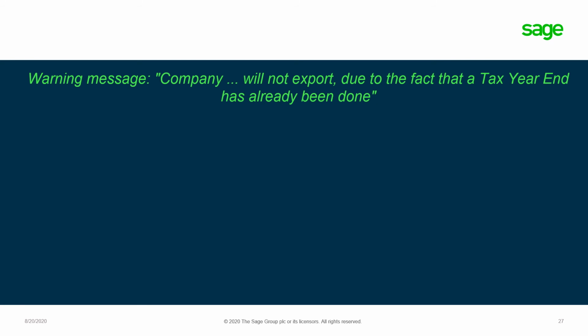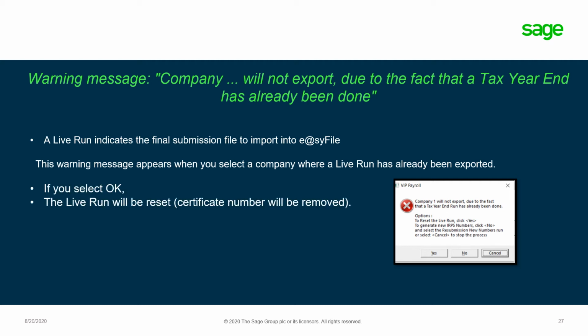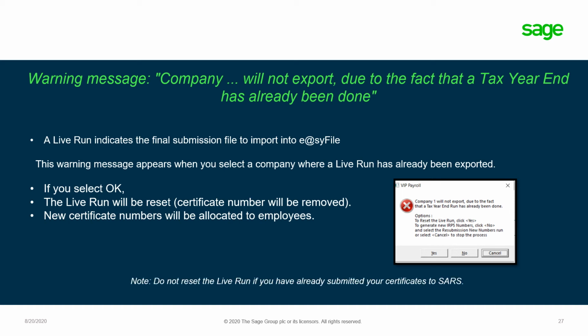Warning message: company will not export due to the fact that a tax year end has already been done. A live run indicates the final submission file to import into EasyFile. This warning message appears when you select a company where a live run has already been exported. If you select OK, the live run will be reset and the certificate numbers will be removed. New certificate numbers will be allocated to employees. Note, do not reset the live run if you've already submitted your certificates to SARS.